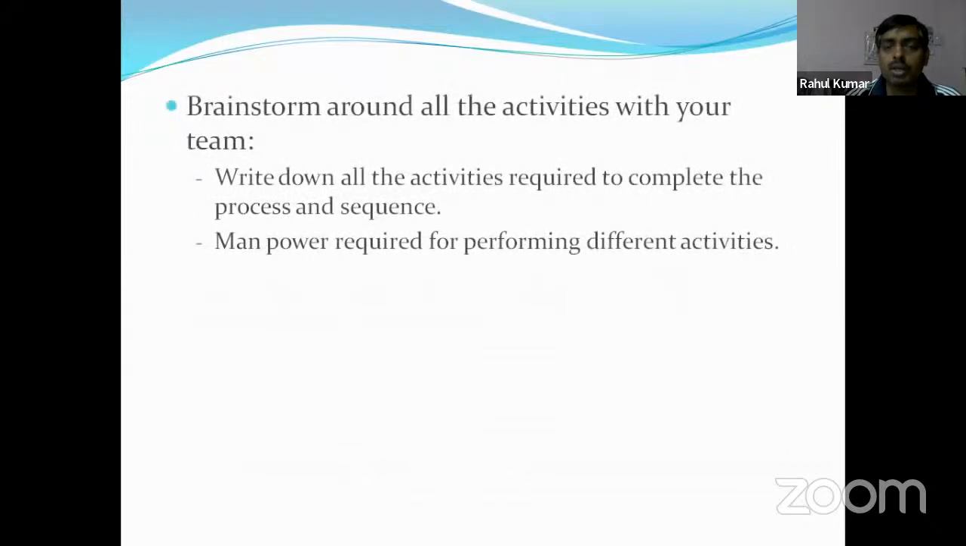Now, the third one is brainstorming. Brainstorming around all the activities with your team.